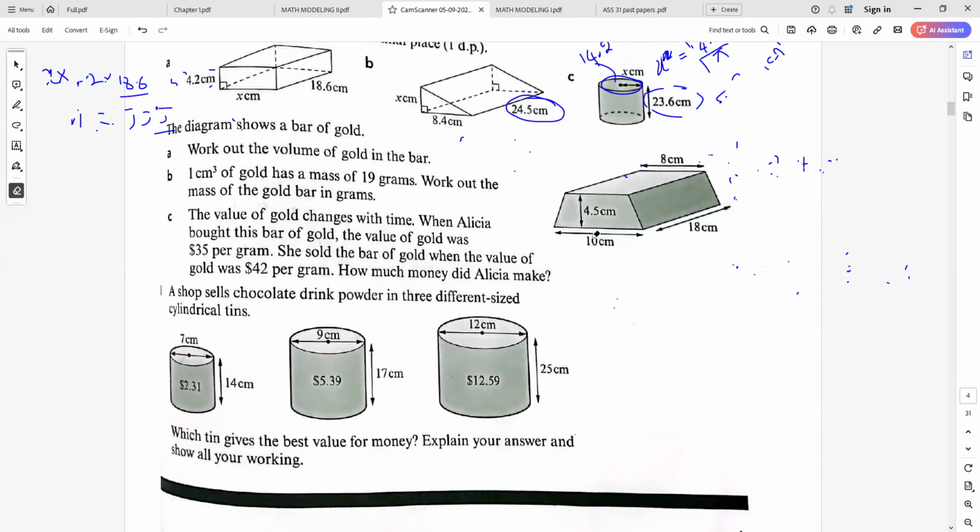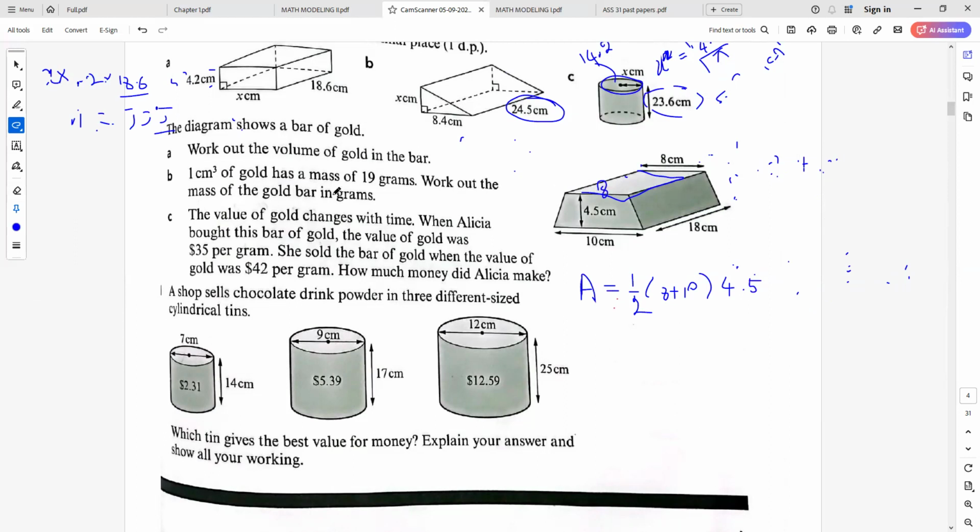So here you see the trapezium. The cross-sectional area of this gold bar is a trapezium. If this is 8 centimeter, this is a rectangle, so this is also 8 centimeter. Now we know the area of a trapezium is half into the sum of the parallel lines. The parallel lines are 8 and 10, so 8 plus 10 into the perpendicular height, which is 4.5. This is the cross-sectional area.